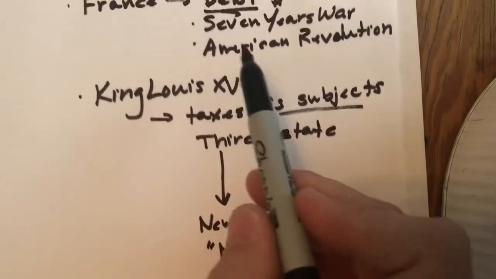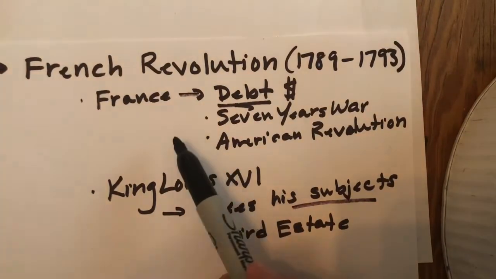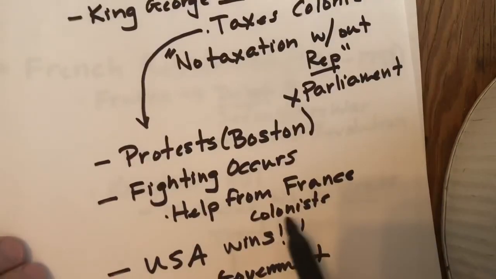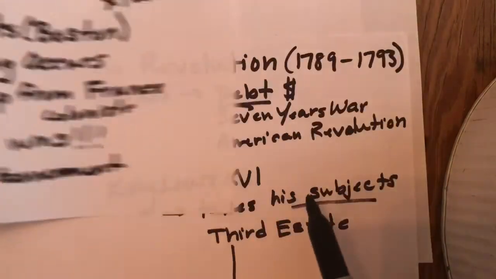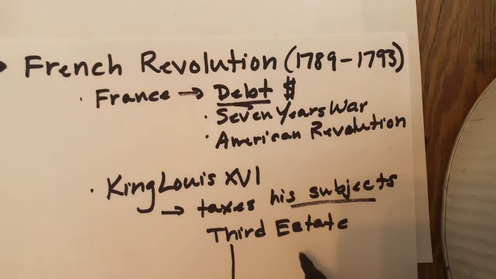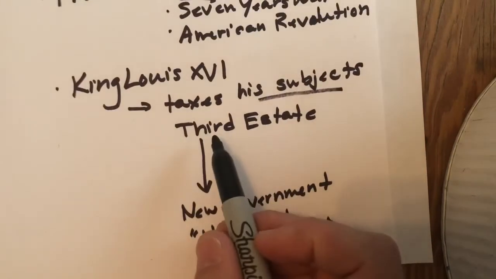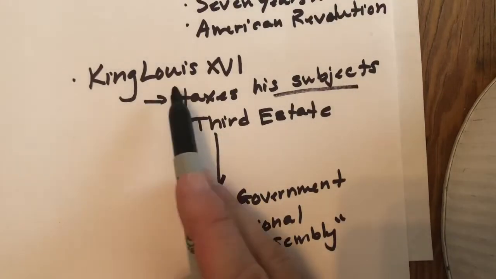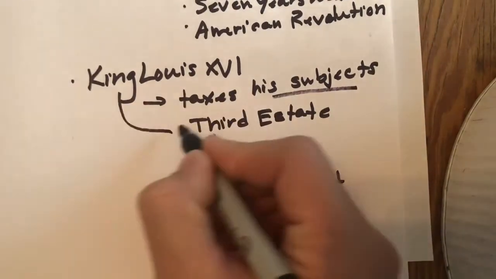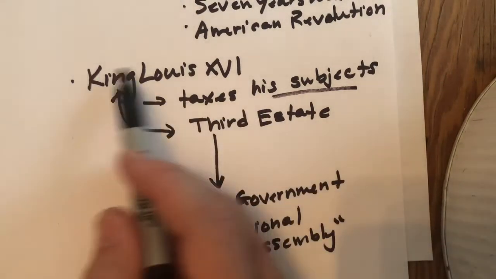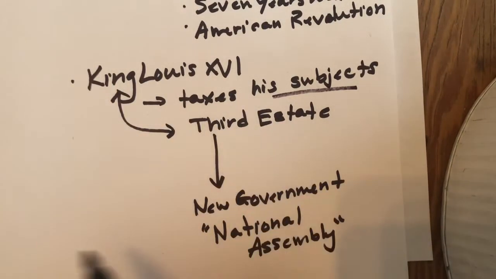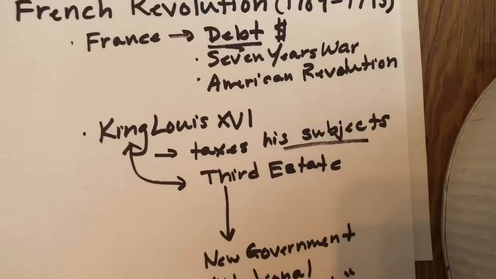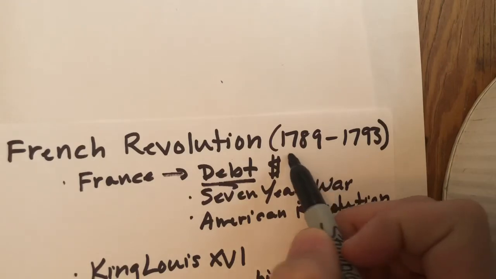So again, very similar to the American Revolution. France is in debt from the 7 Years' War and helping the Americans in the American Revolution. King Louis has to tax his subjects. He puts a lot of taxes on the third estate. They're going to form this new government called the National Assembly. Now King Louis and the third estate are fighting, his government against the third estate with this new National Assembly. We're going to start to see some things unfold, but this is the beginning of the French Revolution, 1789.